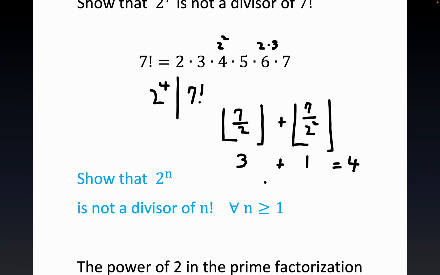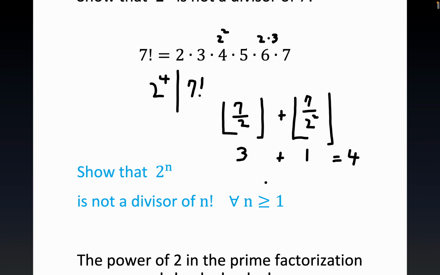Okay, now let's see what else to say about this. Notice that if you had 7 over 2 cubed, the floor of that would be 0, right? 7 over 2 cubed would be 7 over 8. I'll just write it out there. Plus 7 over 2 cubed. There's no reason to think you should do that, but that kind of gives you an idea how the process would terminate.